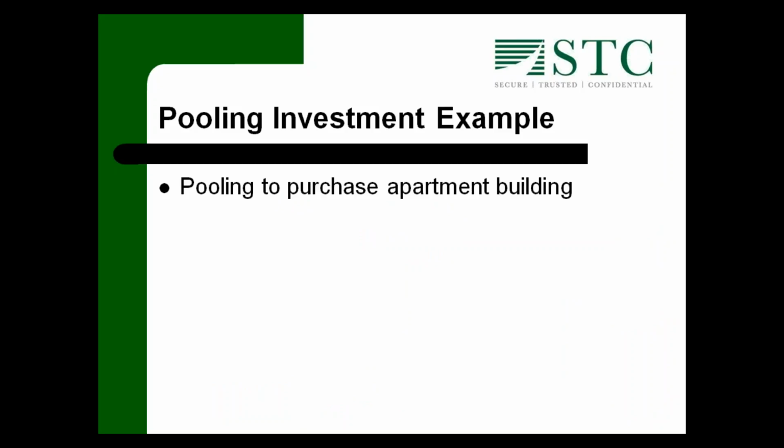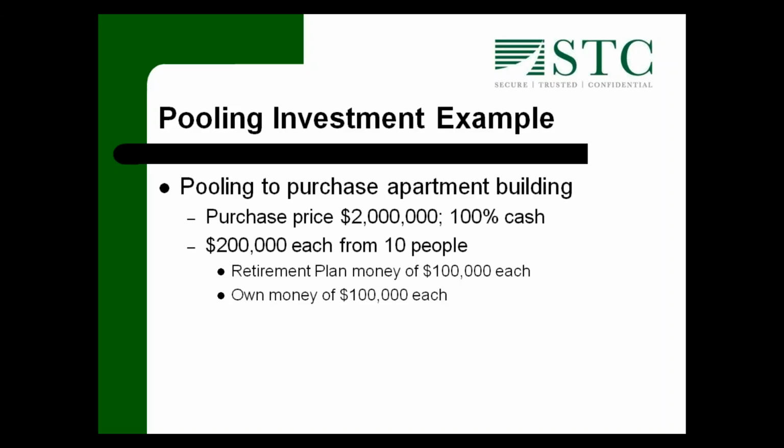Now, this is just a quick little example here. We had some folks do something similar to this. I rounded all the numbers to make it easy to explain. But a group of people got together to purchase an apartment building, and the purchase price was $2 million, and they paid 100% cash. That came in the form of $200,000 from 10 people. And each person was contributing $100,000 of retirement money and $100,000 of their own money. Again, I just made these all numbers the same. It could be any combination.